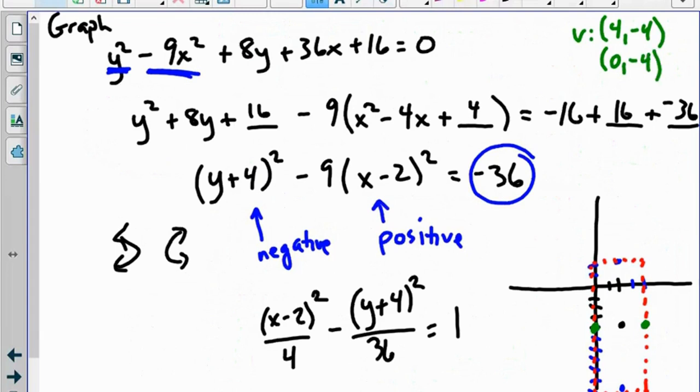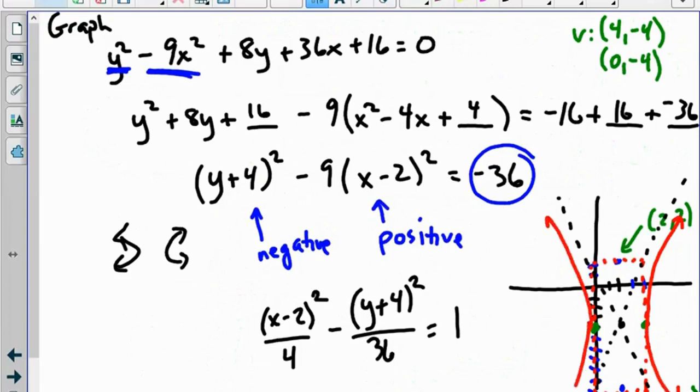And if we wanted to write the covertices, they would be at 2, 2, and at, I believe that is 2, negative 10. So that's kind of important to understand that our vertices are actually the shorter distance in this problem. So let's make our asymptotes. This opens in the x direction.